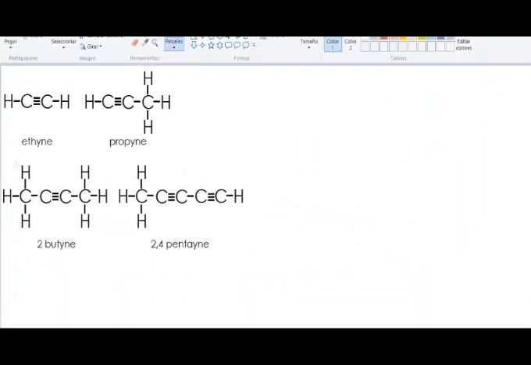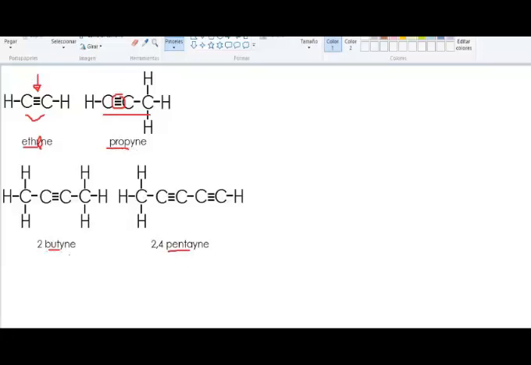Now, here we have 4 examples of alkynes, and we're going to show where the names come from. To start, the names eth, prop, but, and pent come from the alkanes. The alkane with 2 carbon atoms is called ethane. But in this case, we have 1 triple bond, so it's going to be ethyne with a Y. Now, propane has 3 carbon atoms. But because we have the triple bond, it's going to be propyne.